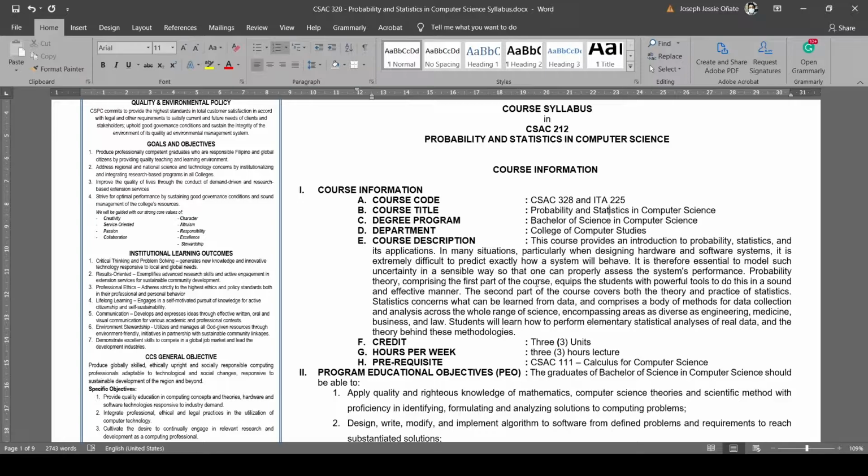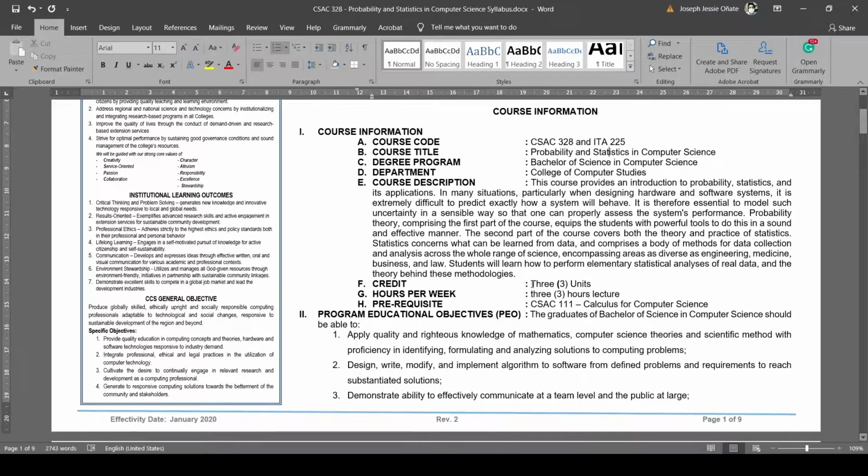The second part of this course covers both the theory and practice of statistics. Statistics concerns what can be learned from data and comprises a body of methods for data collection and analysis across the whole range of science, encompassing areas as diverse as engineering, medicine, business, and law. Students will learn how to perform elementary statistical analysis of real data and the theory behind this methodology.